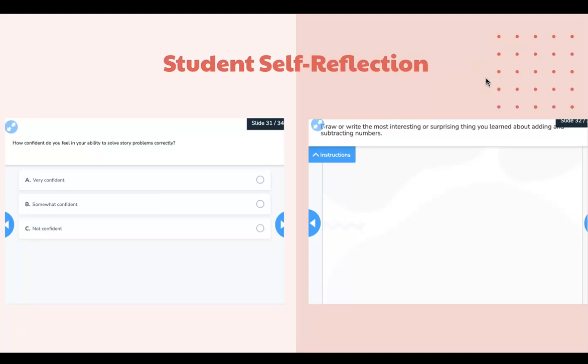Again, this just allows students a little bit of self-direction in their learning and provides them with more insight into the direction of their learning.